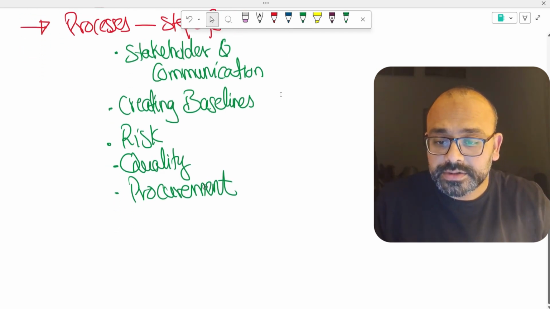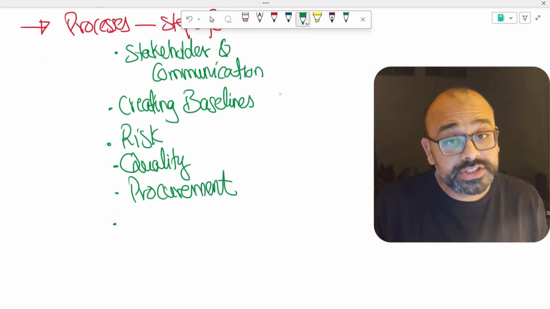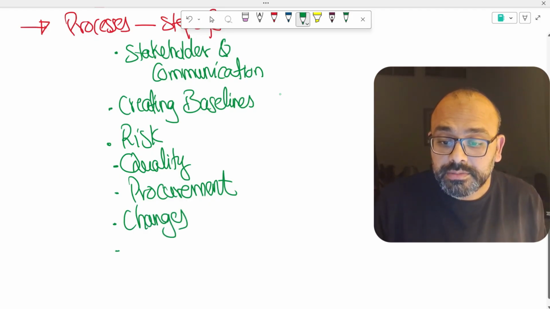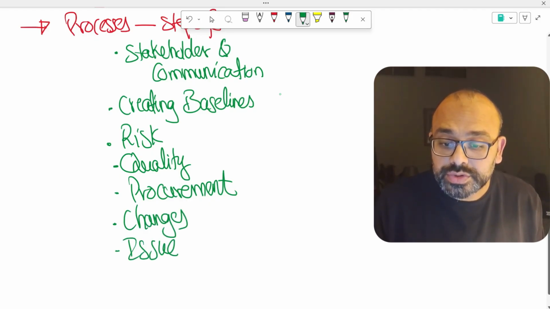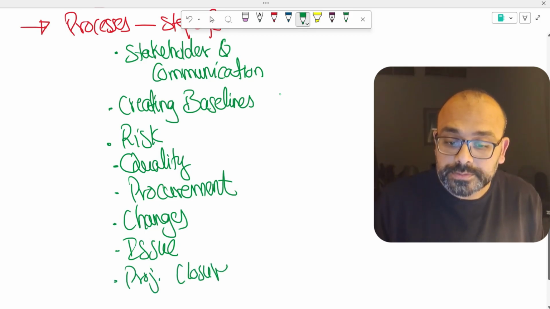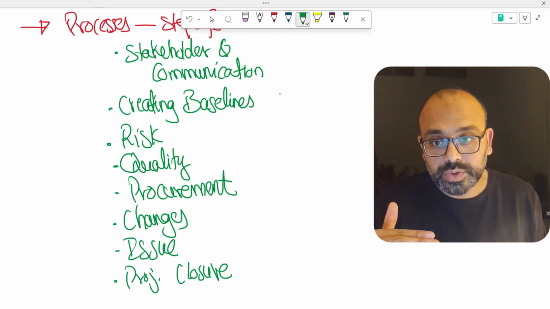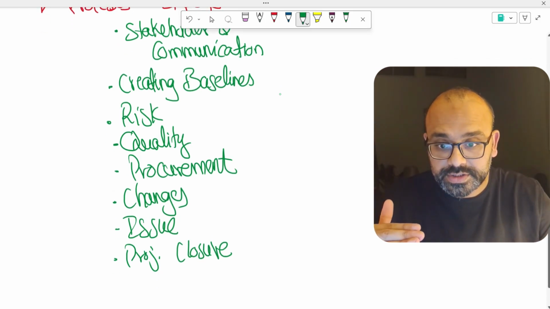And then you must know the steps for managing changes, managing issues, and project closure. All the steps you need to know for these things.